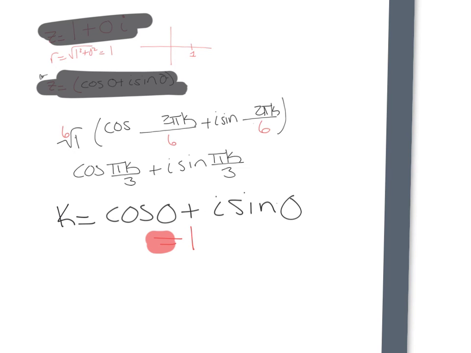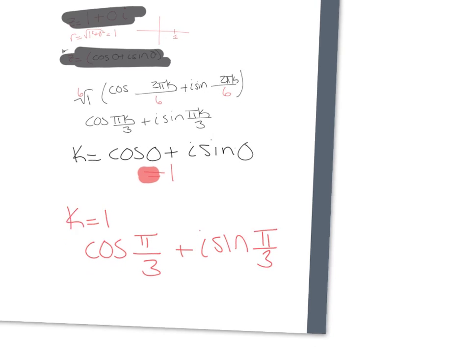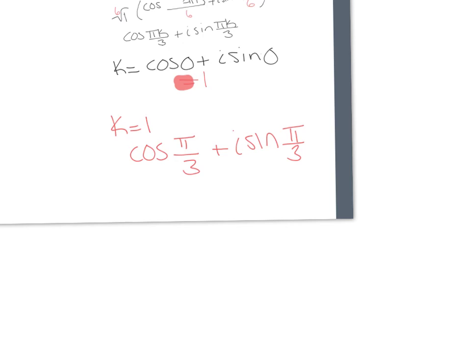So I know I'm going to get 1. Now I'm going to substitute k with 1. So when we substitute k with 1, we're going to get cosine pi times 1 using this formula, which is pi over 3, plus i sine pi over 3. So now let's go ahead and simplify that. And cosine at pi over 3 is a half. And sine at pi over 3 is radical 3 over 2.